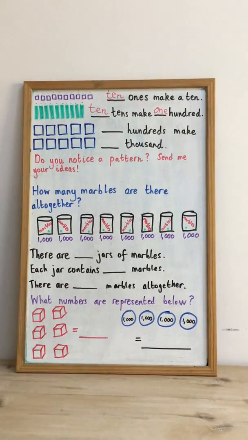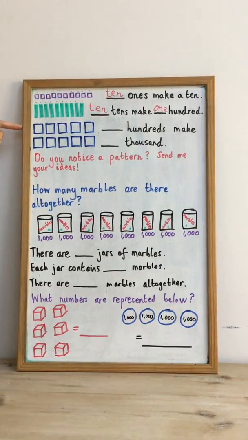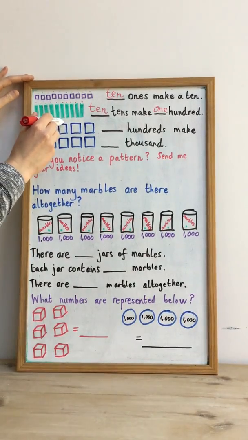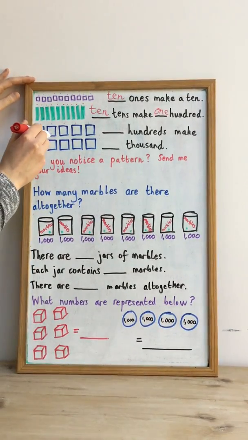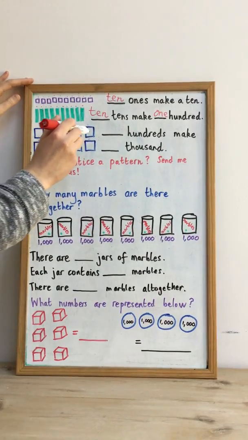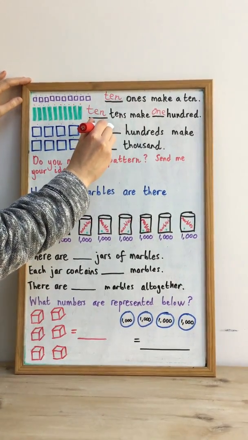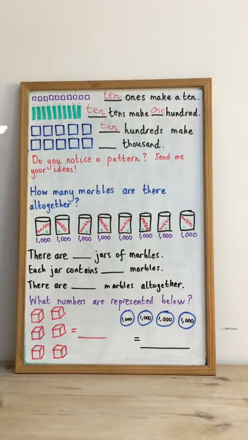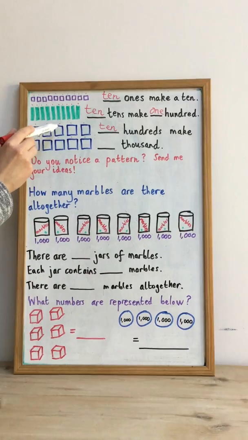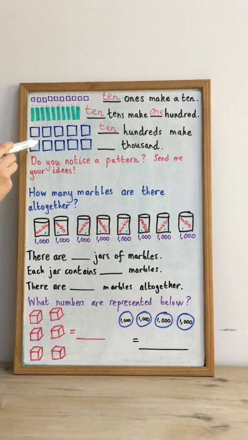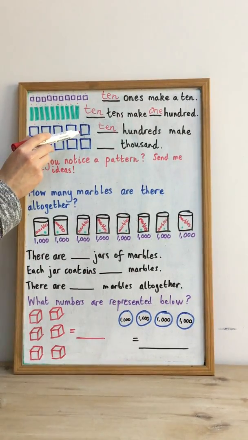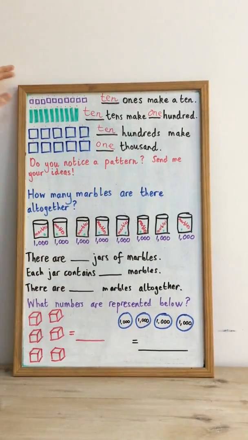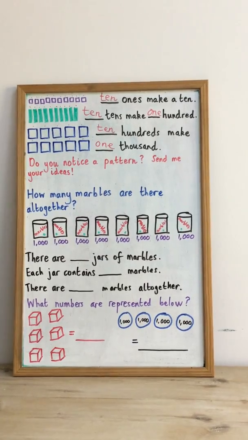And finally, each blue square represents 100. How many have I got? 1, 2, 3, 4, 5, 6, 7, 8, 9, 10. So I've got 10 hundreds. And if I were to count in hundreds, this is how much I would get altogether. 100, 200, 300, 400, 500, 600, 700, 800, 900, 1,000. So 10 hundreds make 1,000.